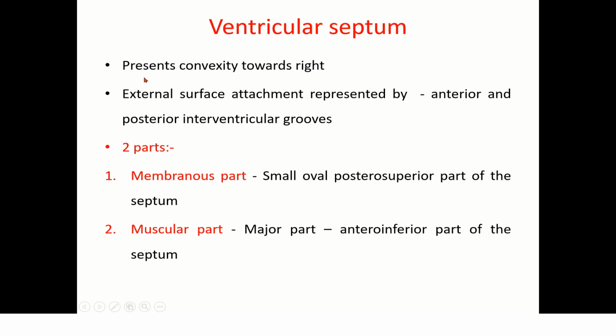So the ventricular septum presents a convexity towards the right, as I have shown in the earlier diagram. The external surface attachment is represented by the anterior and posterior interventricular grooves. Two parts are there: the membranous part, which is the small oval posterior superior part of the septum; and the muscular part, which is the major part, the anterior inferior part of the septum.